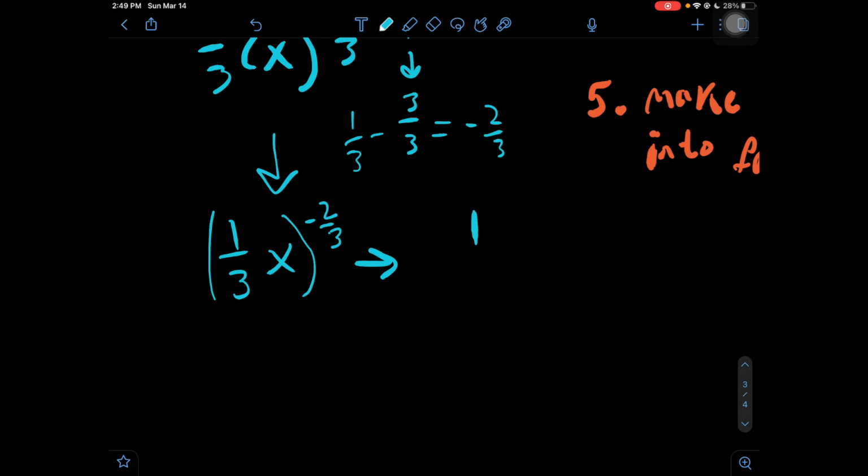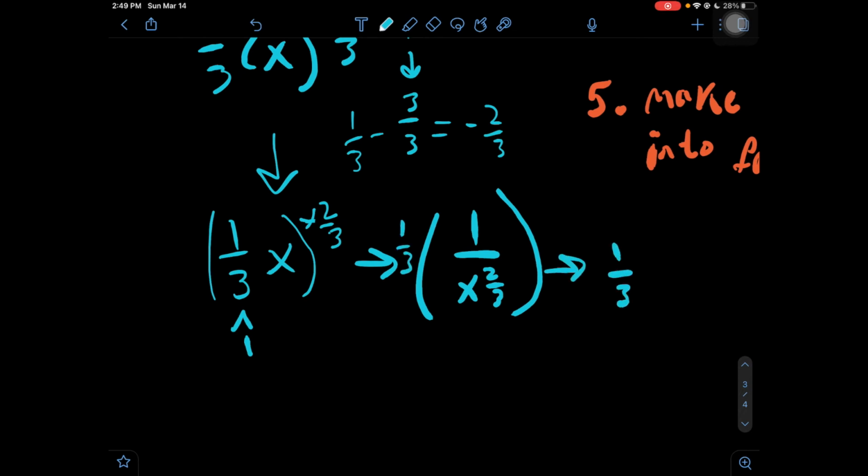So we have 1 over x to the power of 2 over 3. The negative just goes away because it made the fraction, and our exponent becomes positive. Now we're going to multiply that by our coefficient, which is 1 over 3. And this just becomes 1 over 3x to the power of 2 over 3. Simple enough. But we're not done just yet.